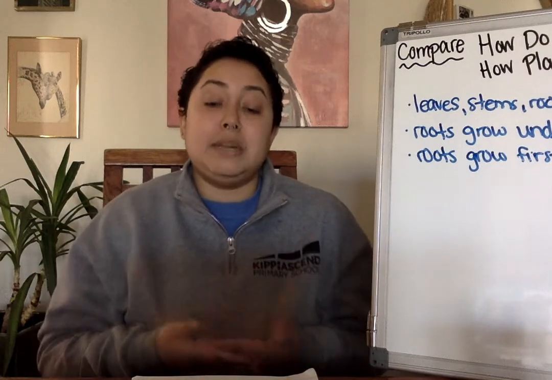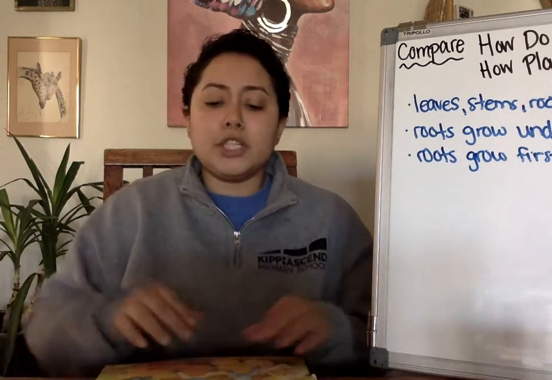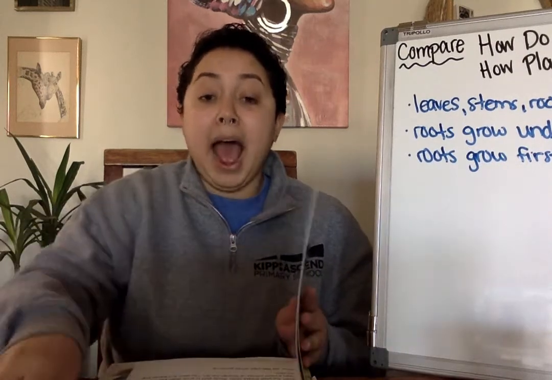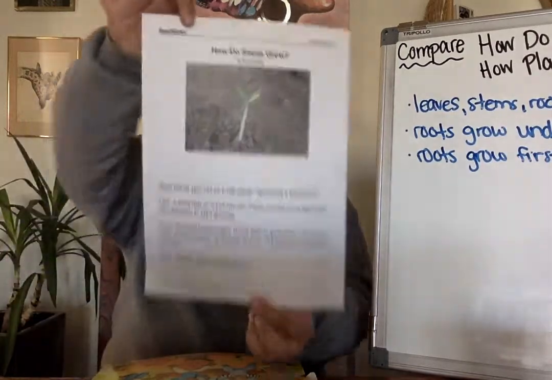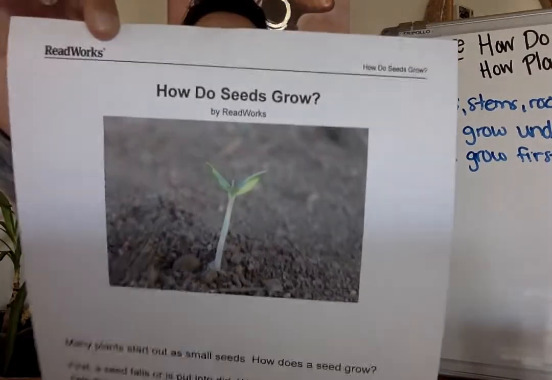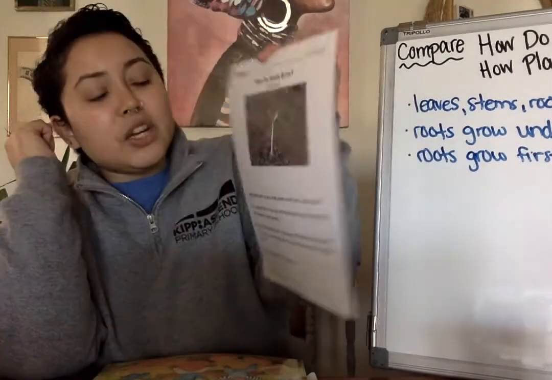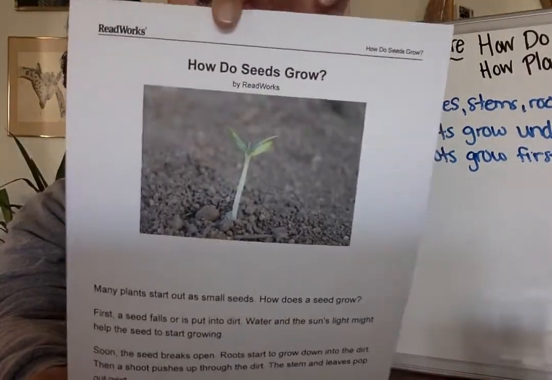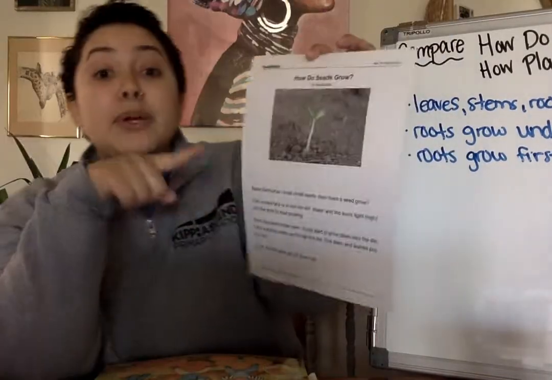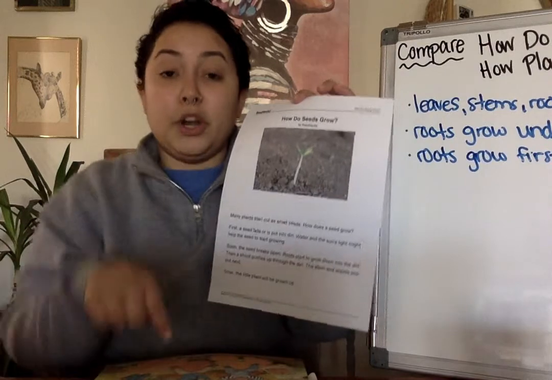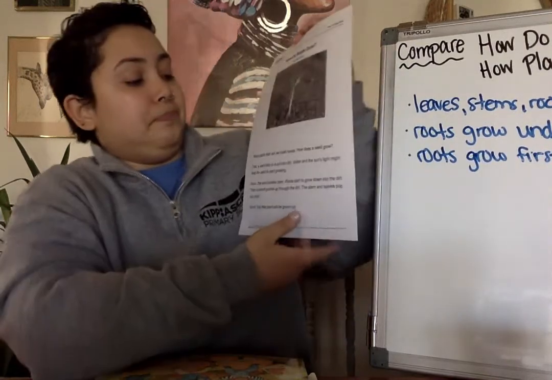The same or similar. Now, the very first thing that we're going to do is we're going to look closely at how do seeds grow. And that's one of the articles that we read. Take a close look at the illustration. This illustration looks like a real-life photograph of a small plant that has just started to grow. Now, I'm going to read this quickly, and then we're going to move on to our next text and talk about how they are the same.